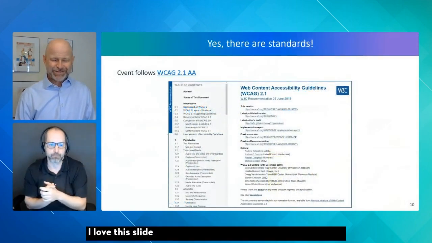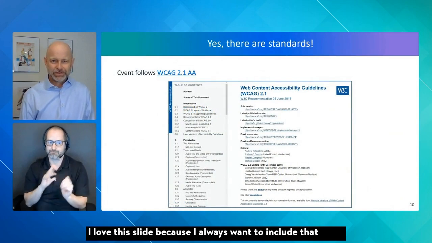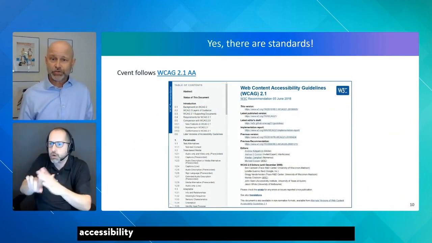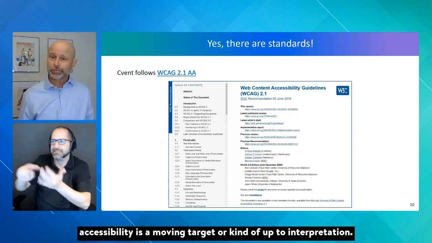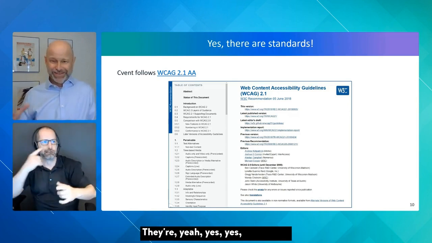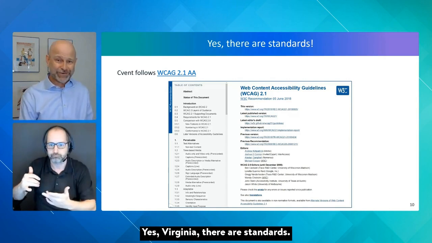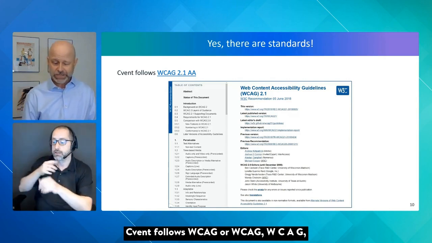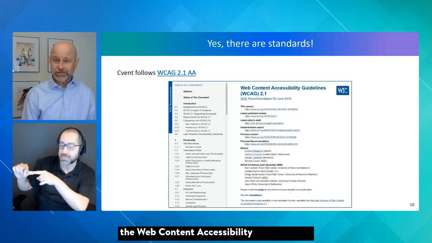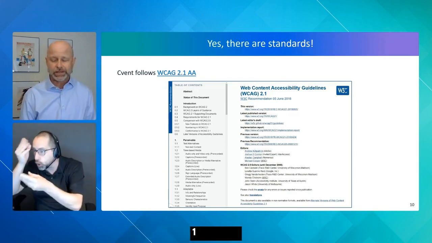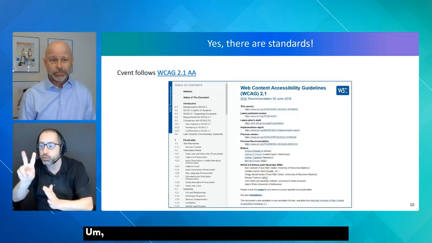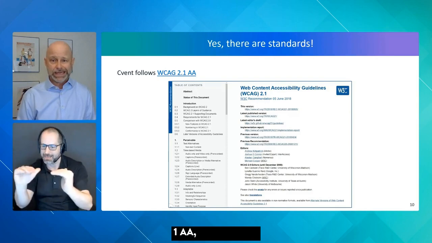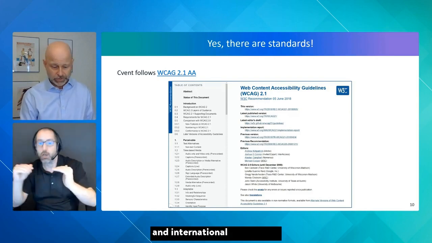I love this slide because I always want to include that some people don't know where to begin, or they think that accessibility is a moving target or kind of up to interpretation. What is it? Yes, Virginia, there are standards. Cvent follows WCAG, the Web Content Accessibility Guidelines 2.1 level AA. There's actually single A and double and triple A. We follow 2.1 AA, as do most US and international companies.